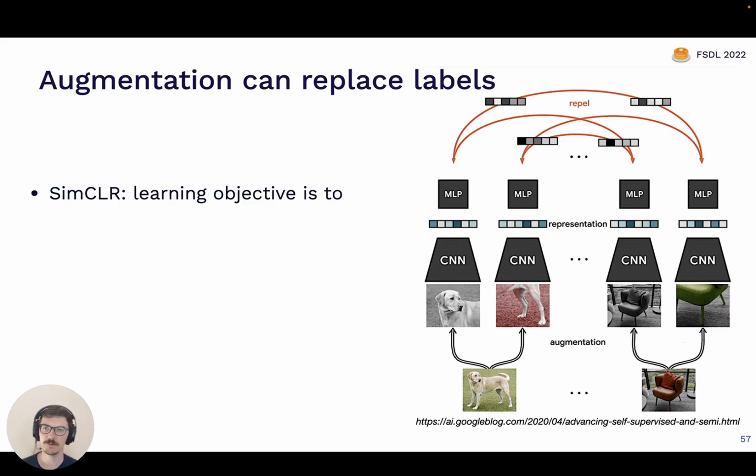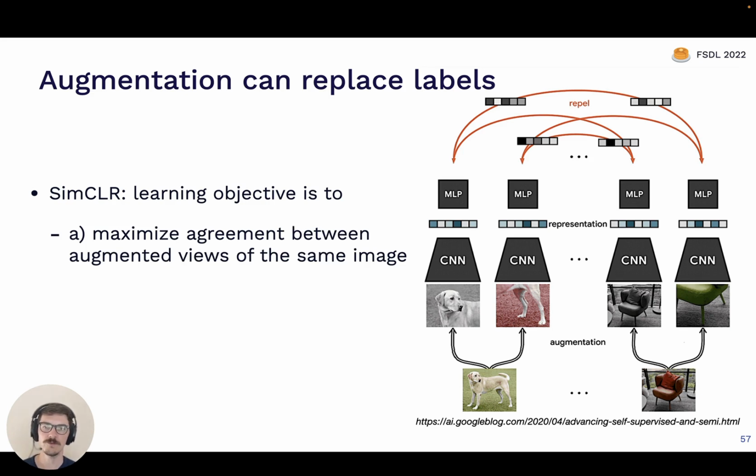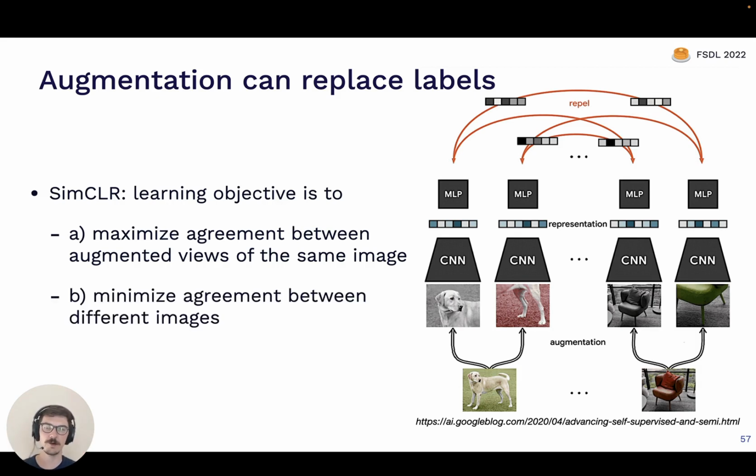So there's a paper called SimCLR, where the learning objective is to extract different views of an image and maximize the agreement, or the similarity, of the embeddings of the views of the same image, and minimize the agreement between the views of the different images. So without labels, and just with data augmentation and a clever learning objective, they were able to learn a model that performs very well even for supervised tasks.